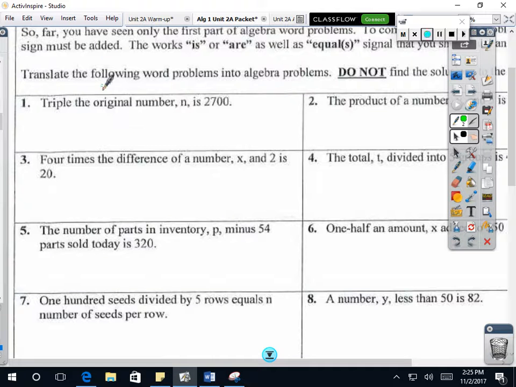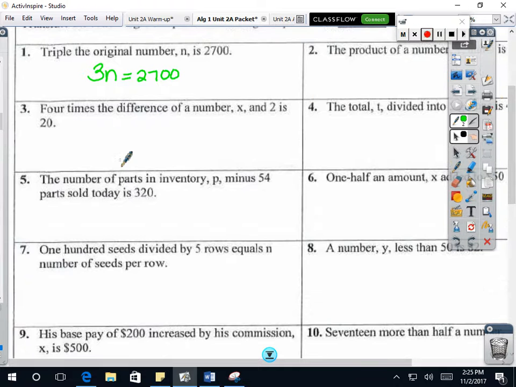Okay, triple the original number n is 2,700. How do you write triple the original number n? 3n. And then is 2,700. Right. Now, even though we're not going to solve it, let's just talk about how we would. What would you do? You would divide by 3 on both sides and you would get n equals 900. Okay. I'm doing the odds with you.